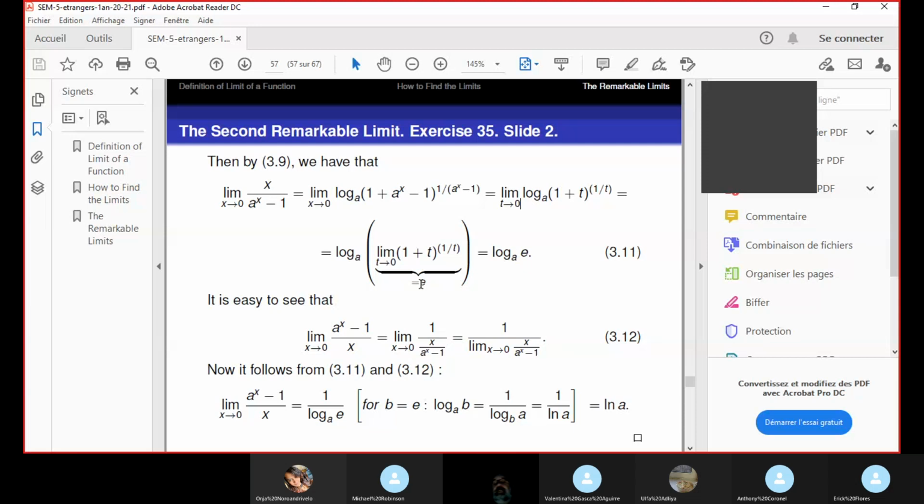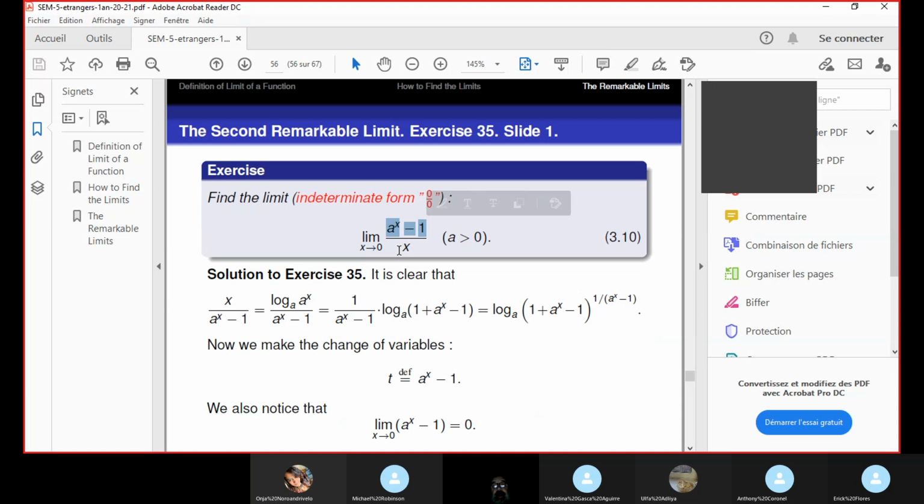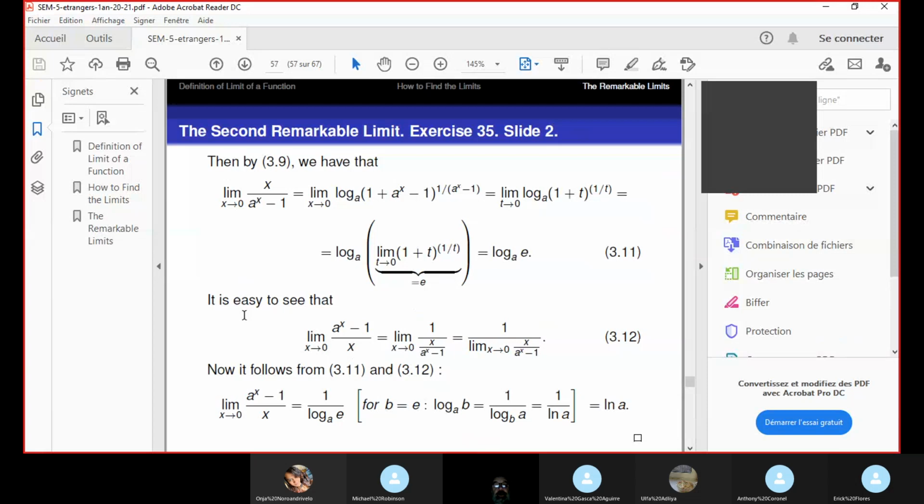Good. So, from this corollary, we know that this limit in the brackets will be e. So the final result here for this fraction, not for the initial one, but for this fraction, will be log to the base a of e. So the formula 3.11. Now, you see, in fact, our limit was a to the power x minus 1 over x. So here we return to our initial fraction. We can write that this limit is the limit of 1 over x over a to the power x minus 1. So it is exactly the limit started before.